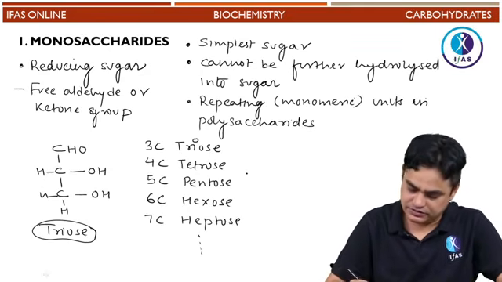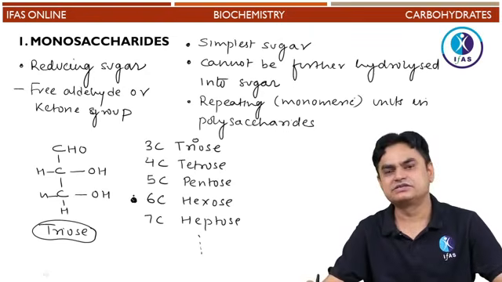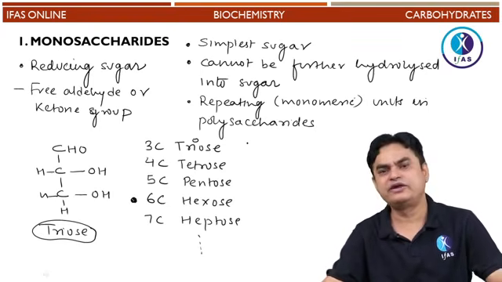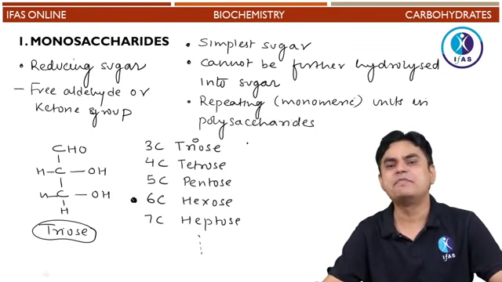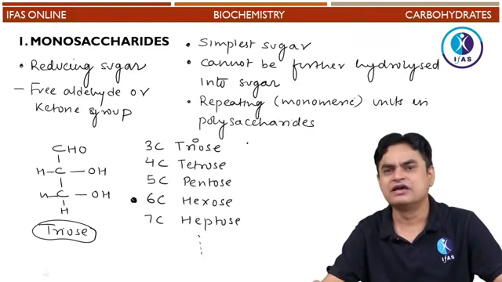The most common monosaccharide in biological systems is hexose. And you can also find triose, tetrose, pentose, and heptose as metabolic intermediates, that is, as intermediates in glycolysis, in the HMP pathway, and various other metabolic pathways like gluconeogenesis.